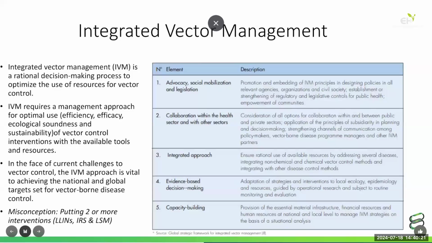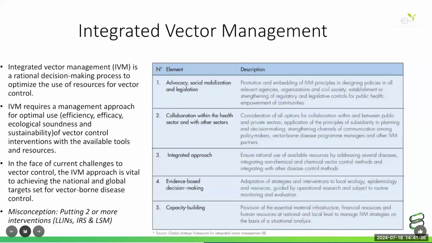So the next slide is really basically looking at integrated vector management. We all know the definition of IVM, which is a rational decision-making process to optimize the use of resources for vector control. And it really requires a management approach. And this means that we have to look at ways in which we are efficient, there's efficacy, and there's also ecological soundness and sustainability in how we are deploying our vector control interventions, working within the available tools and resources that we have.